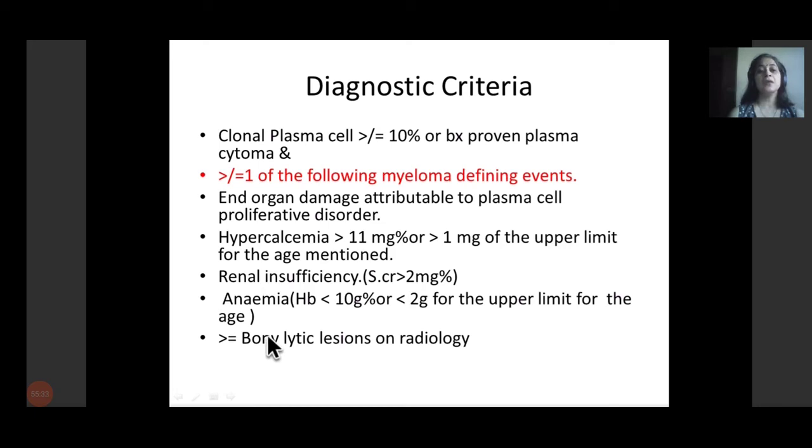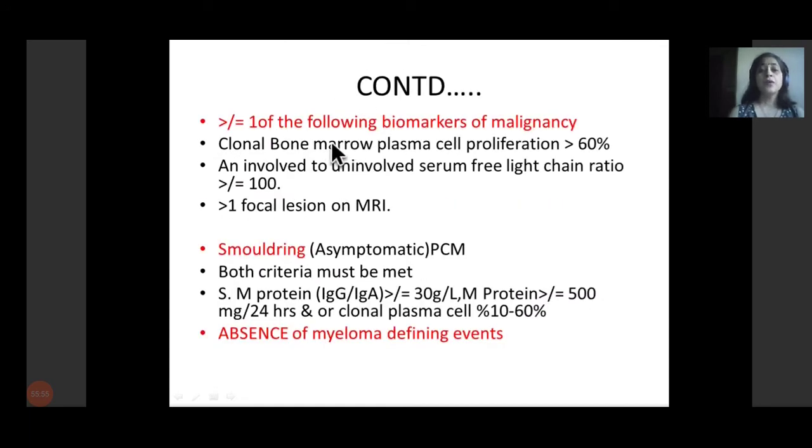So all these things make the component which is called CRAB, that is hypercalcemia, renal insufficiency, anemia, and the bony lytic lesions. These 4 components are called CRAB, the end organ damage attributable. So any one of the features or more than one, along with the clonal plasma cell proliferation. We can also have the biomarkers, that is the biochemical markers. Along with them, one is the uninvolved to involved serum free light chain ratio, where the involved is more than the uninvolved and the ratio is more than or equal to 100.